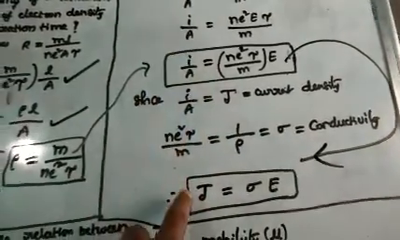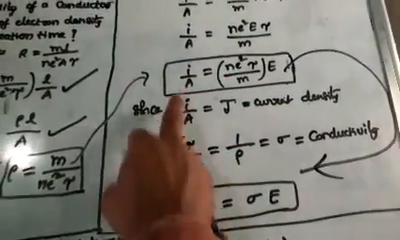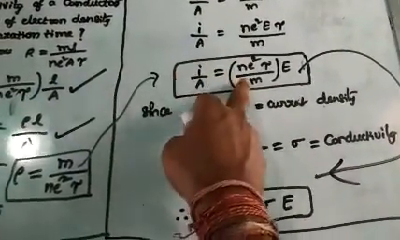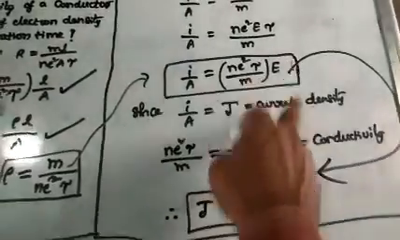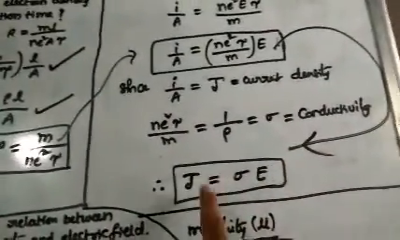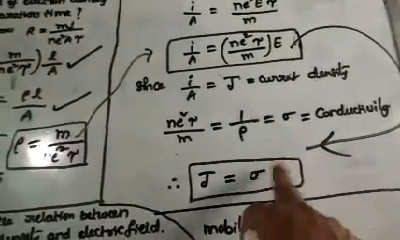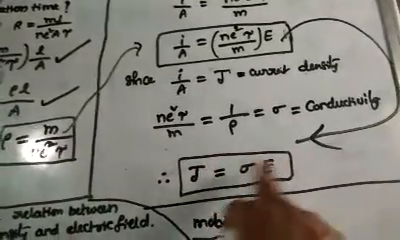I by A is nothing but current density J. This bracket is nothing but sigma. Electric field is E. So J is equal to sigma into E. It is just like the V is equal to IR form. It is called the empirical formula, the microscopic form of Ohm's law.